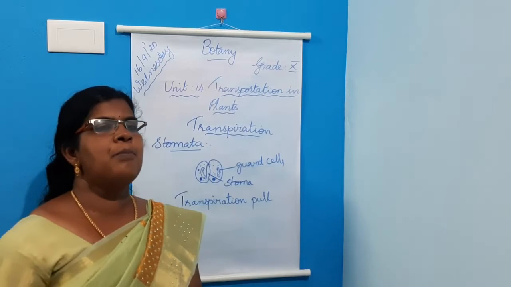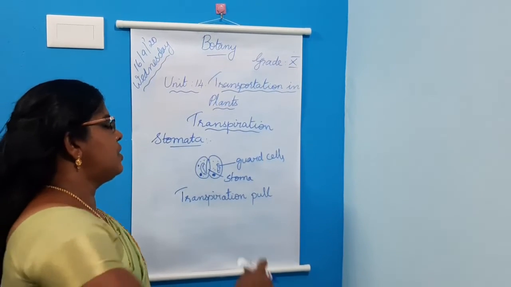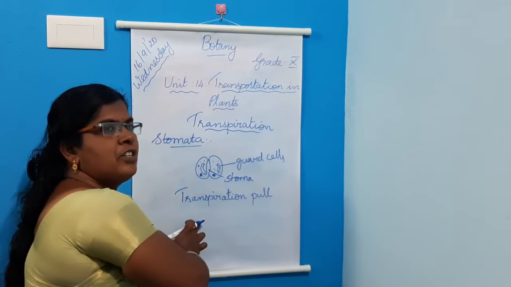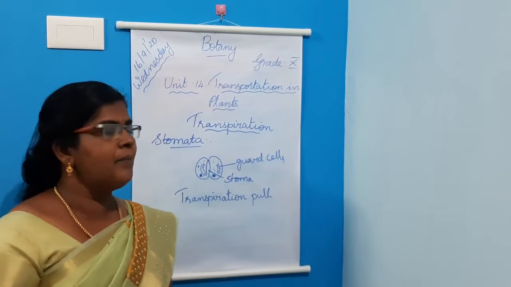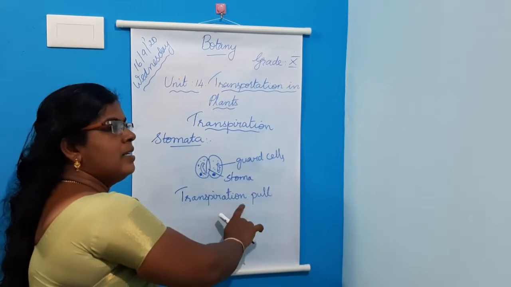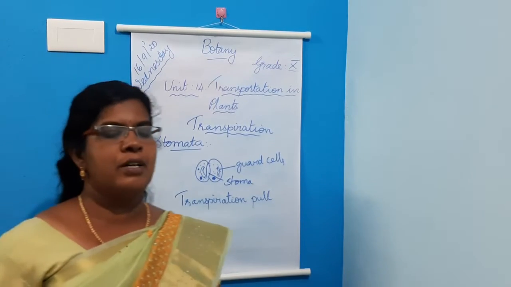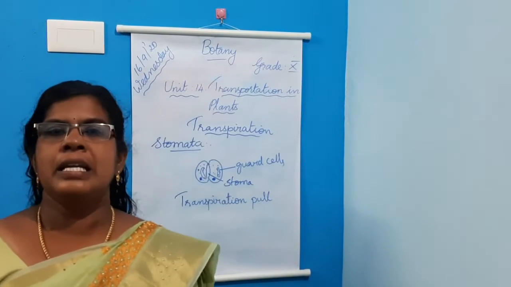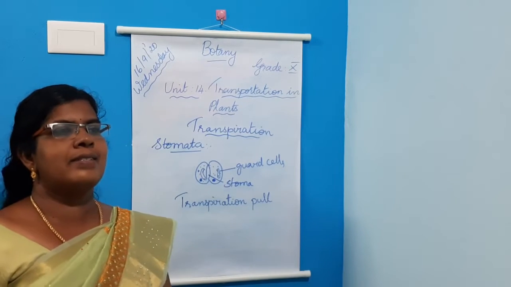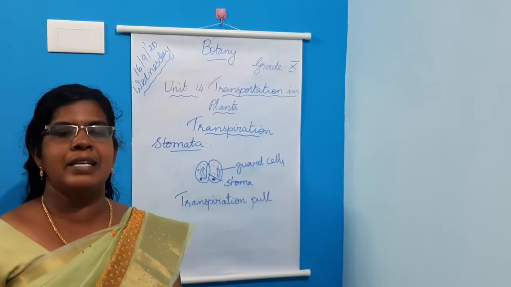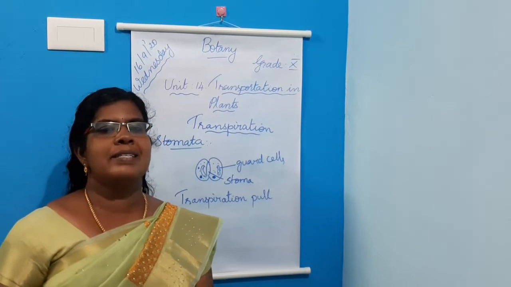Next, about the importance of transpiration. First importance is that transpiration creates transpiration pull for the transport of water in the plant. The second importance is that it supplies water for photosynthesis.